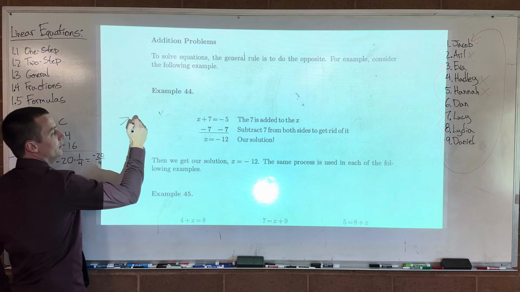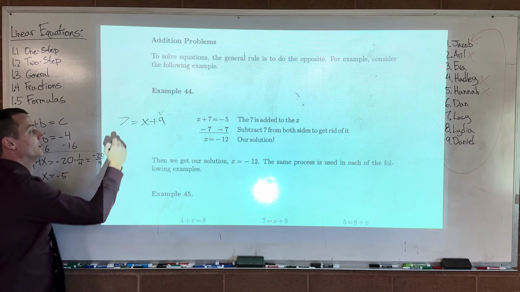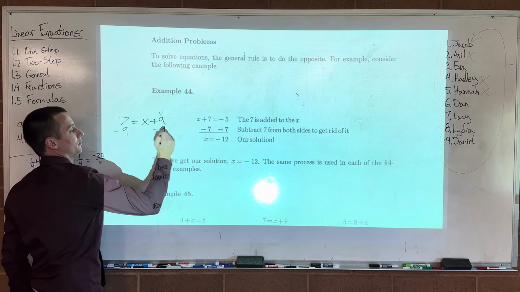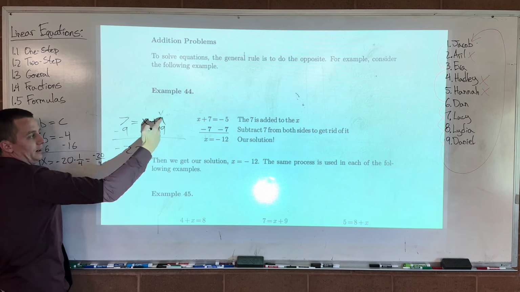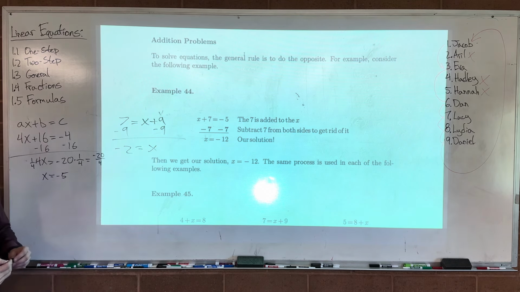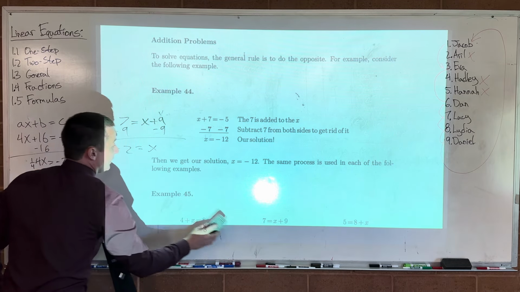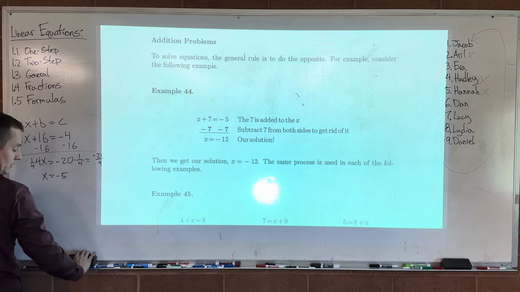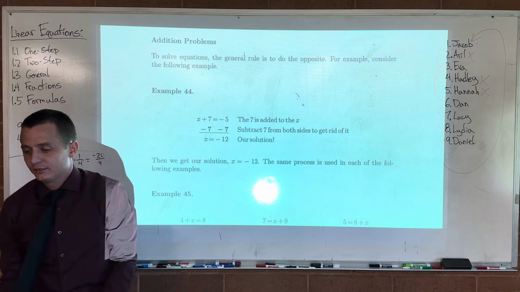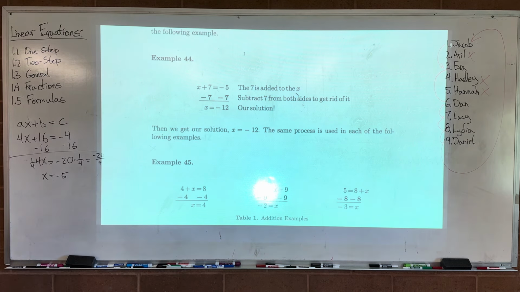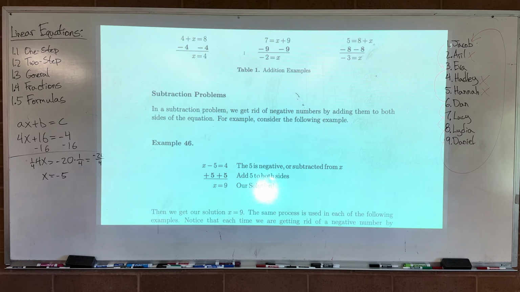7 is equal to x plus 9. Subtract 9 from both sides. 7 minus 9 is negative 2, which is equal to x plus 9 minus 9, which just leaves us x. Wonderful. And then finally over here, 5 is equal to 8 plus x. Subtract 8 from both sides, and we get x is equal to negative 3. Wonderful. Let's double check. 4, negative 2, negative 3. Woo. We did it.